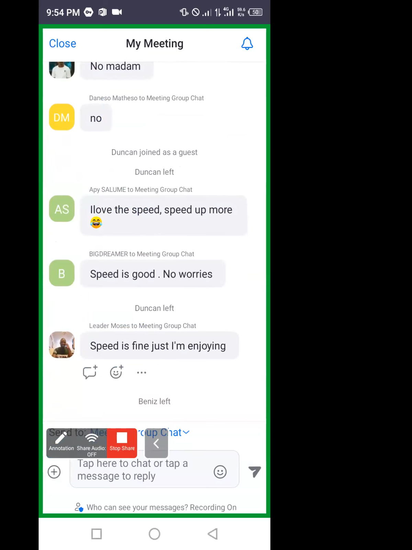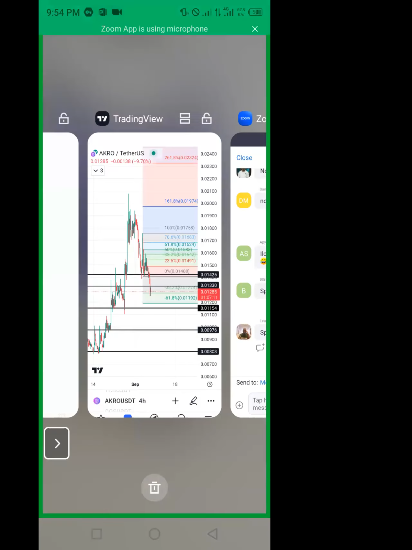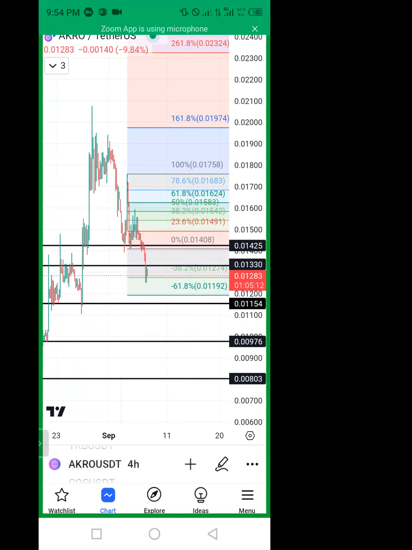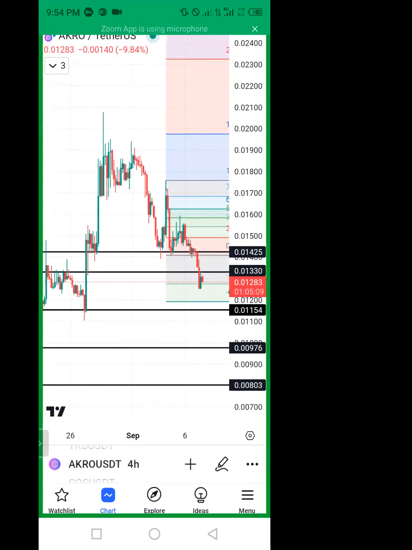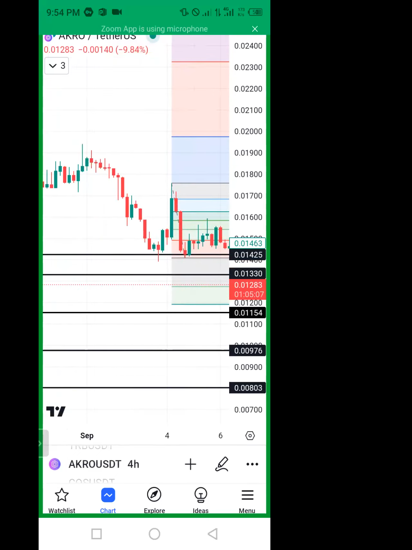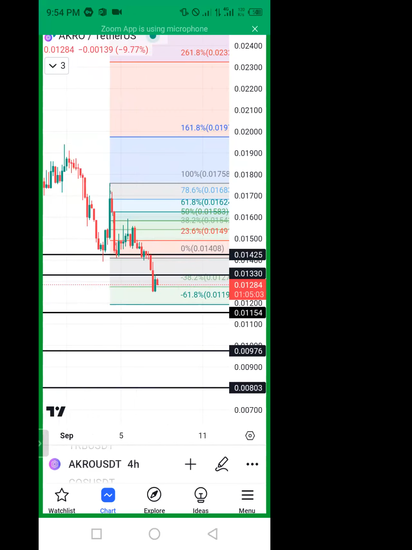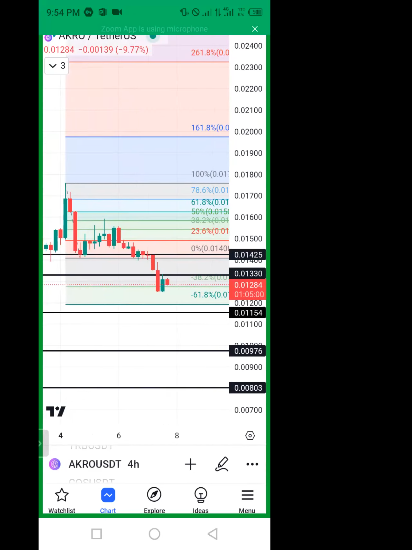So I'm not so speedy. Let's go and look at Accra. Now, Accra, friends, allow me to, and this thing is going to go up a little bit because it has formed a double bottom.